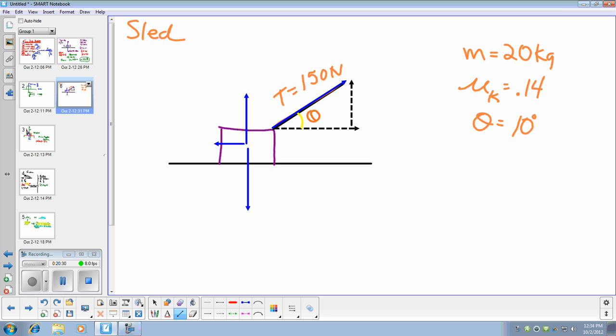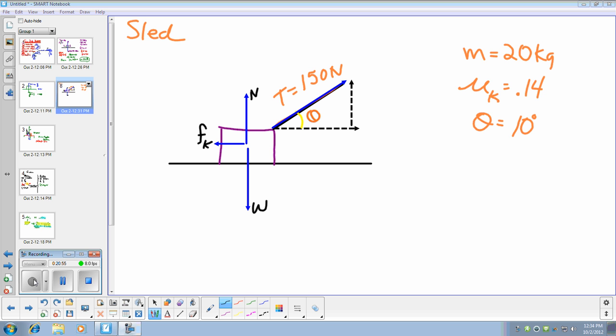Let's give these actual labels now that we just drew a bunch of arrows. So we've got weight, we've got normal. This is the force applied, but because it's a rope, we can say it's the tension. Let's say it wasn't a rope and maybe it was something like a hard handle to a wagon, then it could be force applied. They mean the same thing. And then this will be our kinetic friction.